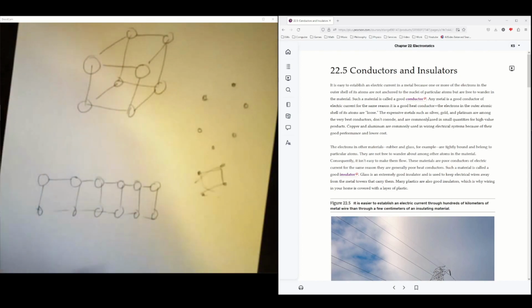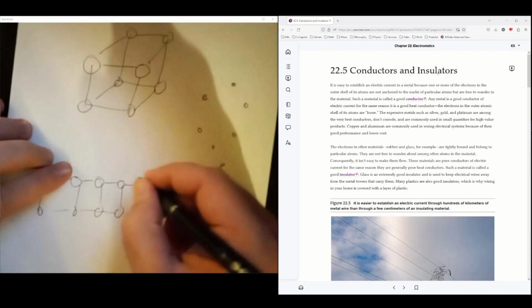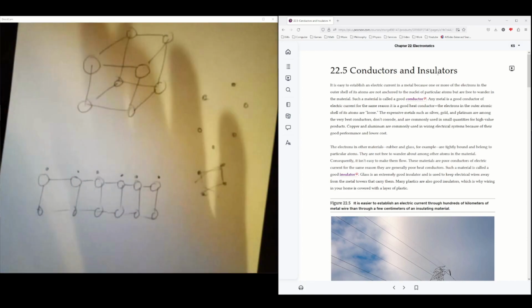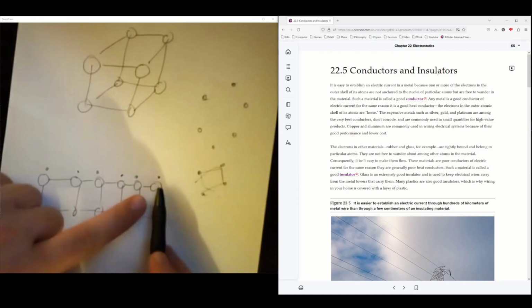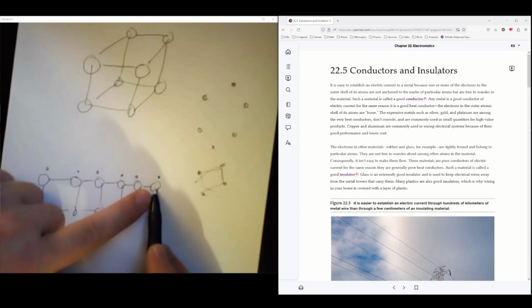And we're talking about these two things here, a conductor and an insulator. And these are, in a sense, the opposite sides of the same coin. What I mean by that is these atoms all have their electrons orbiting them. But for some materials, these outer electrons are loosely bound to the atomic site.